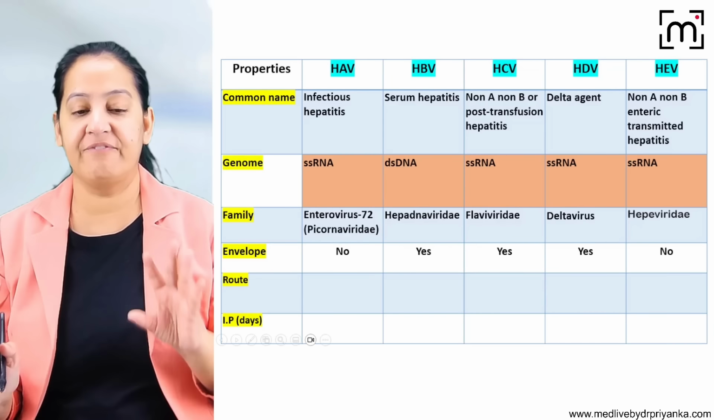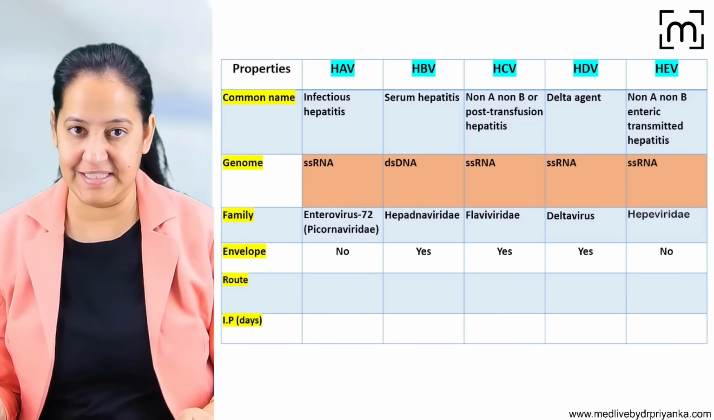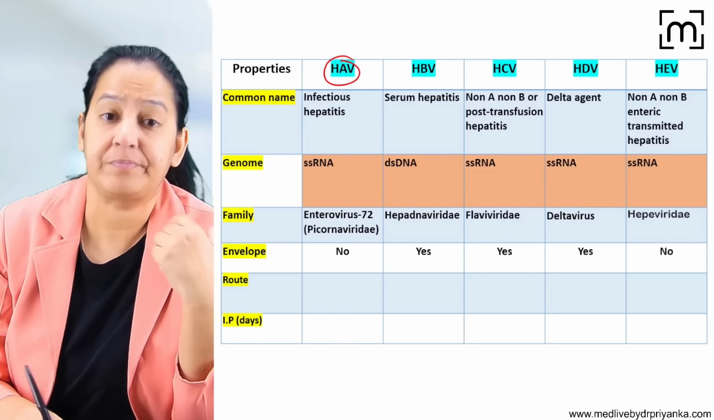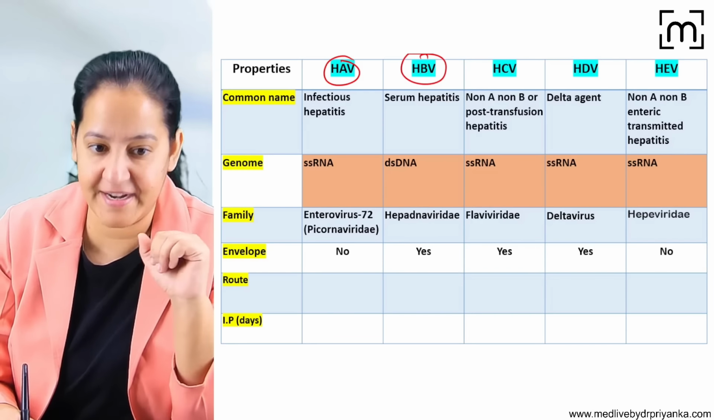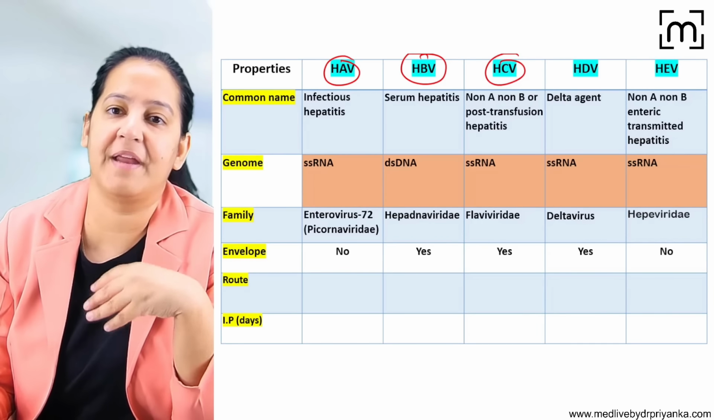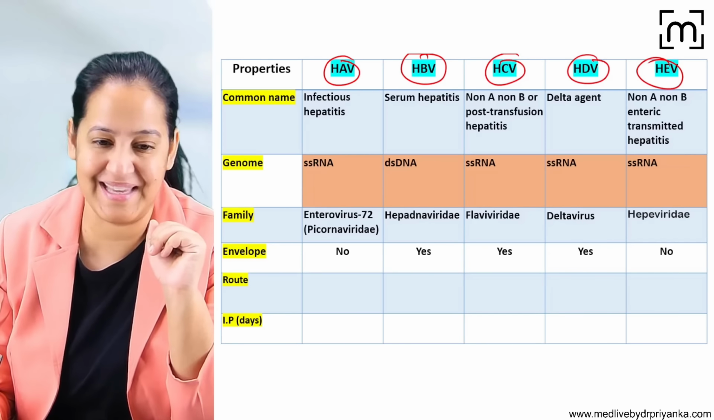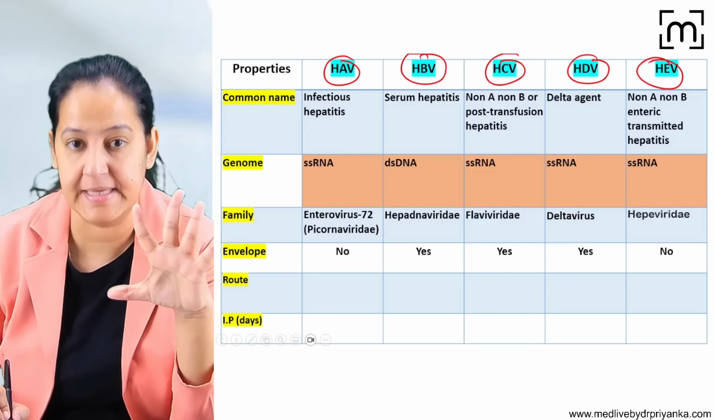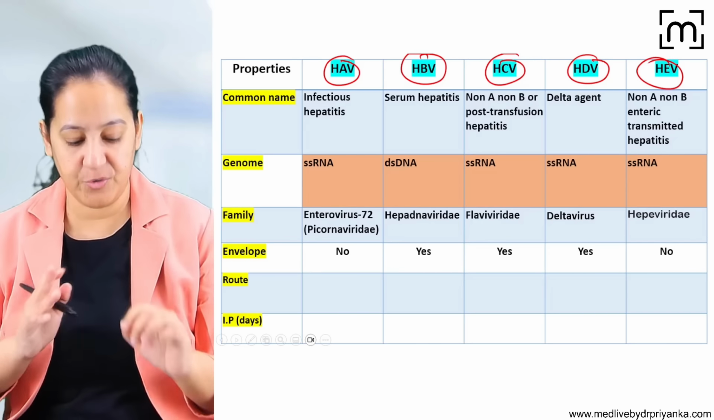Now that is the 5 types of hepatitis we are going to see in detail. What are the 5 types of hepatitis? Hepatitis A virus causing hepatitis A. Hepatitis B virus causing hepatitis B. Hepatitis C virus causing hepatitis C. D causes D and E causes E. Likewise, there are 5 types of viruses causing 5 types of hepatitis. So first of all, you know there are 2 types of viruses.